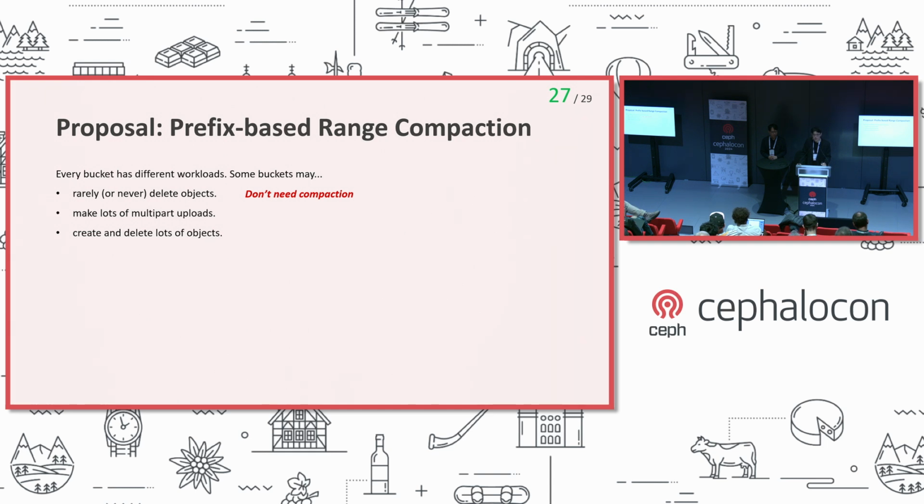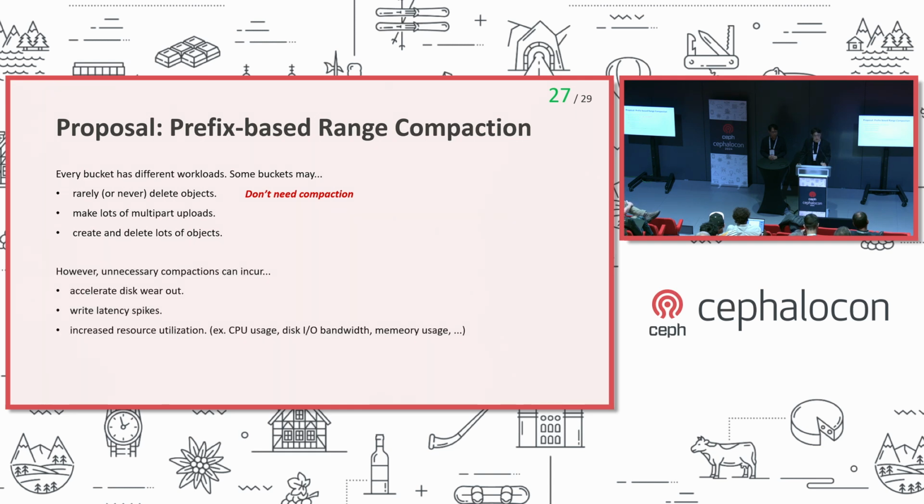Buckets that rarely delete objects generally do not require compaction. However, unnecessary compaction can cause several issues. For example, it can accelerate disk wear out, degrade write performance, and waste CPU usage, memory, and disk I/O bandwidth. To address this challenge, we propose optimizing compaction by performing it at the bucket index level.